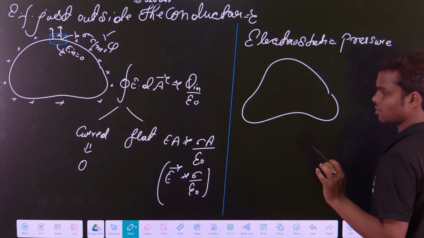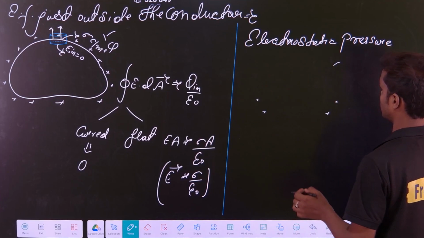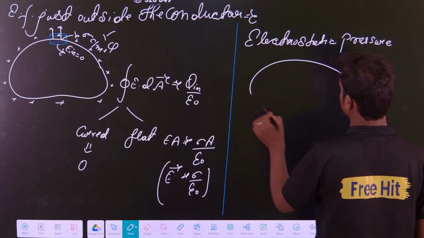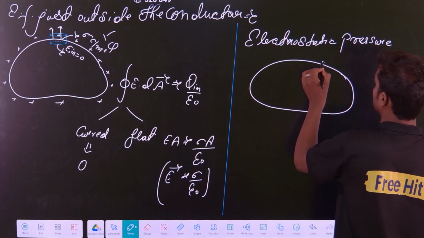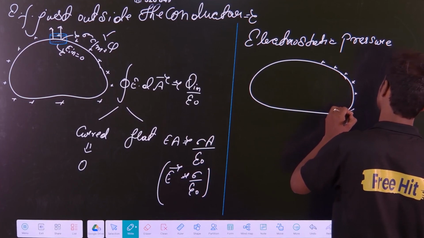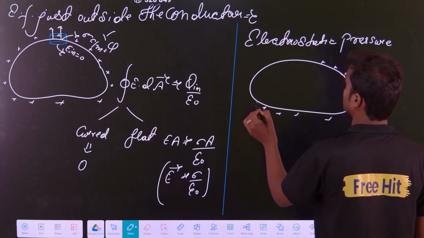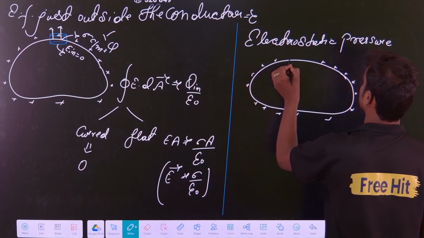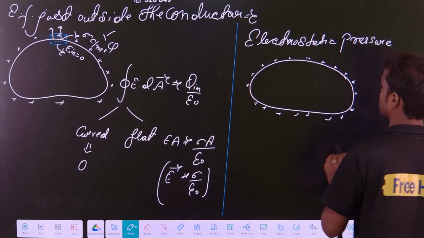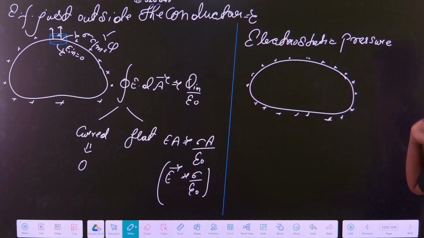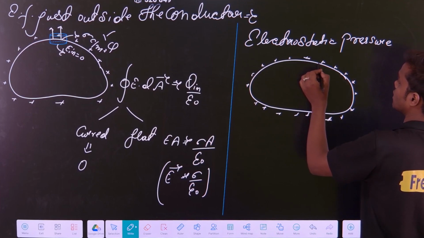Suppose this is my conductor. Clear? Let me draw it proper. Suppose this is a conductor. I have given a positive charge. Correct? Any doubt here? Till here, anyone have a doubt? Okay. And I want to calculate the electrostatic pressure at this point.